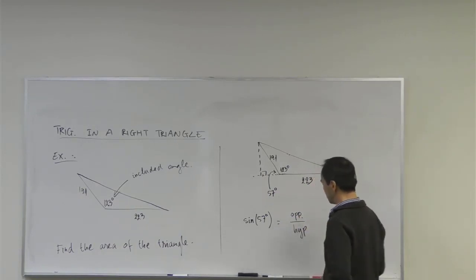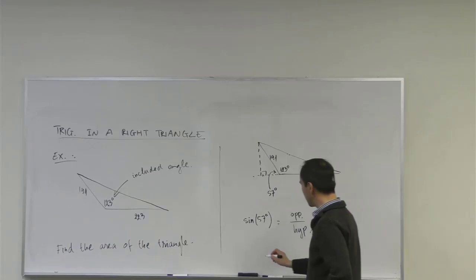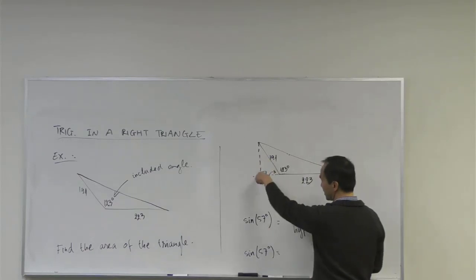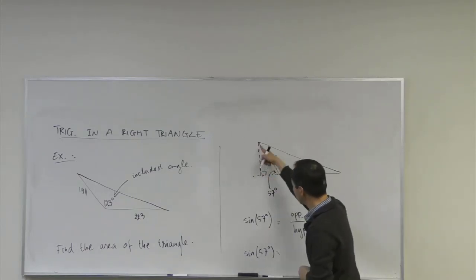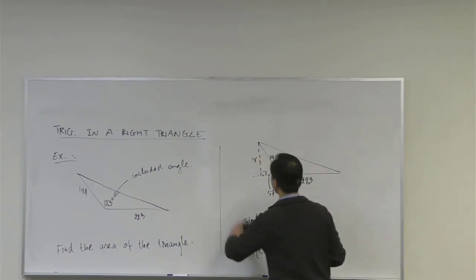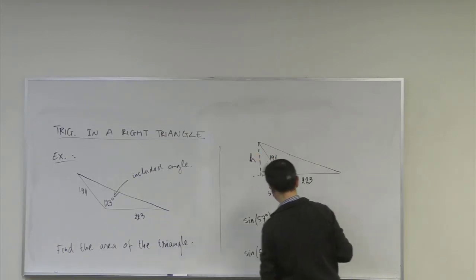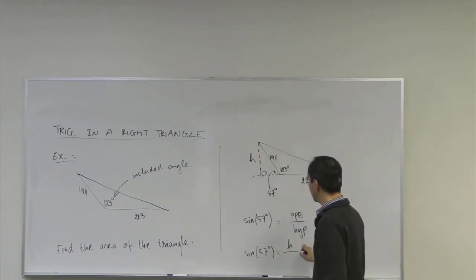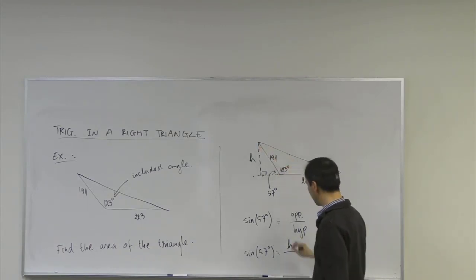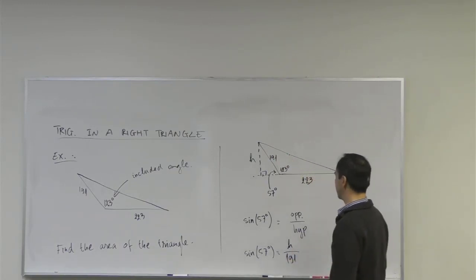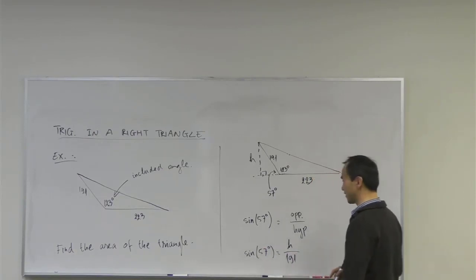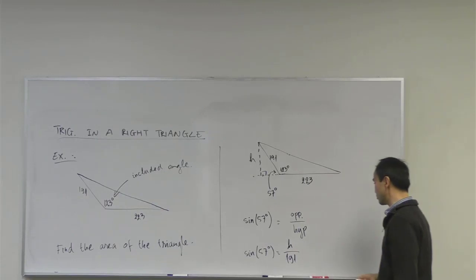Okay. Thinking further, sine of 57 degrees will be equal to, in this triangle, the opposite being the unknown length. That's the altitude. Let me label that. The altitude a lot of the time gets the letter h. So the height divided by the hypotenuse, which is already a known length, 191. Now we come up with an equation where there's only one unknown, very similar to the other examples we've done.